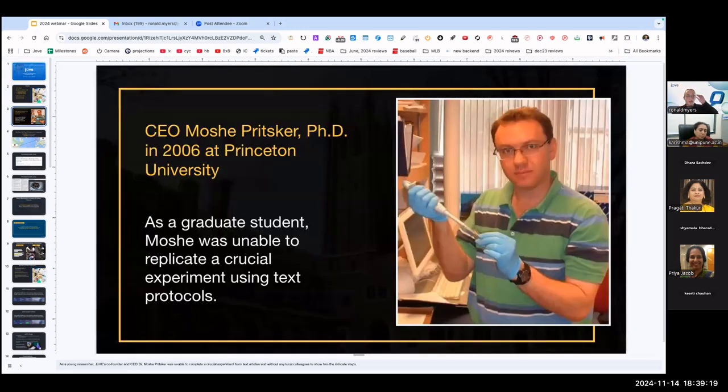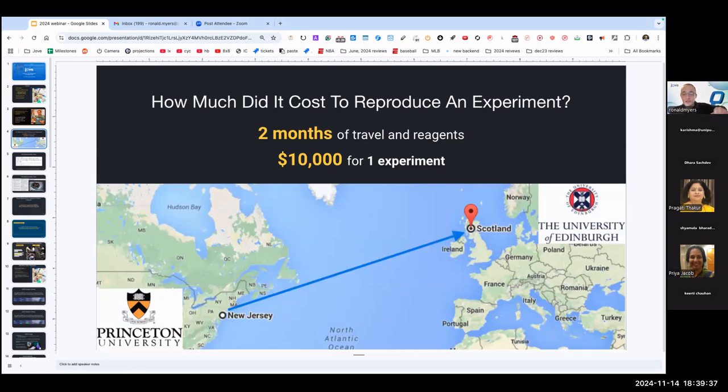Okay, so let's begin with the history of the company. This is Moshe, our CEO. He founded the company in 2006. A big reason for his founding of the company was some experiences that he had during his postdoc. In many cases, he and other lab members were traveling to different countries to train on various techniques. I believe this one was a surgical technique, but also some biochemical techniques as well.